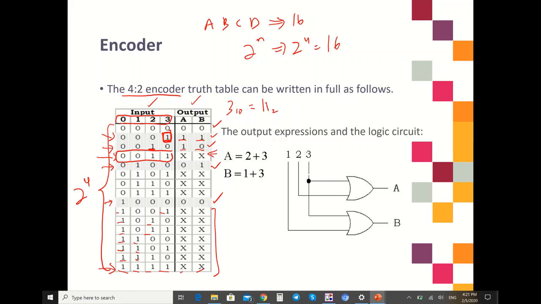So I want you to try it on your own, how to simplify this truth table by using KMap. Then you must get the simplified equations for A and also B. After that, you will get your logic circuit based on the equations. So this is how you solve the problem of an encoder: how you derive the truth table for your encoder, then how you derive the simplified equation, and the last one, of course, you draw the logic circuit. So you have three steps. I hope you can get the idea of the first part, which is the encoder.